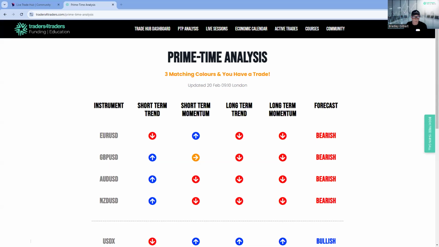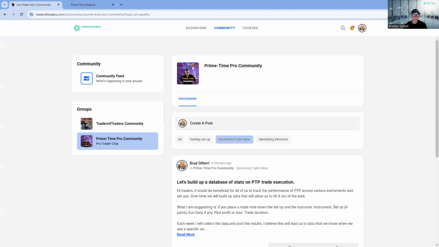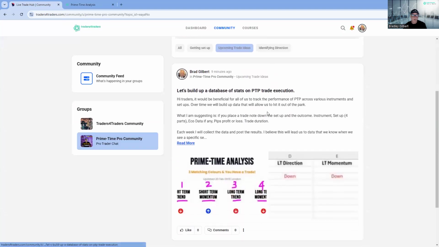Okay, traders. Now, what I want to do is start collecting data, especially Prime Time analysis data on real trade execution. This is going to be beneficial for all of us. What I'm talking about is building up a database of information on how the specific setups work. Over the course of time, when we see a specific setup, we will know 90% plus what the expected outcome is.